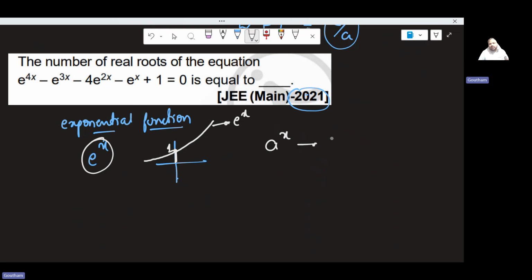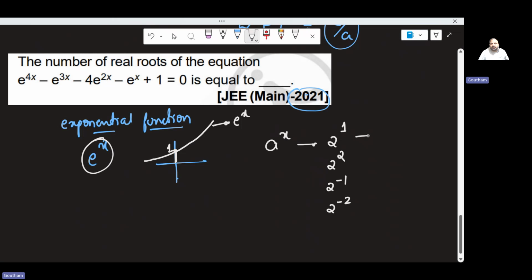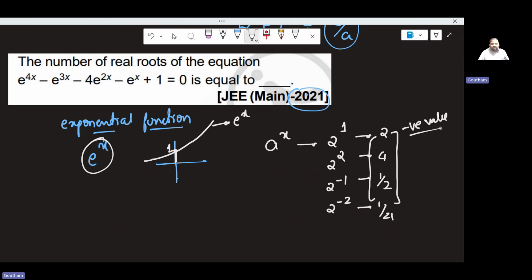So if at all you take, say, 2 raised to 1, 2 raised to 2, 2 raised to minus 1, 2 raised to minus 2. See this? This is 2, this is 4, this is 1 by 2, this is 1 by 4. You can see that nowhere the function is attaining a negative value, right? है ना? So this curve doesn't have any negative values. It doesn't come in the negative y-axis, right? So it's always positive. This is one of the important characteristics of any exponential function.